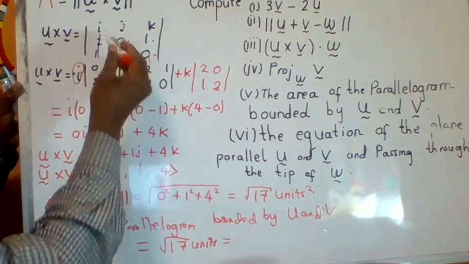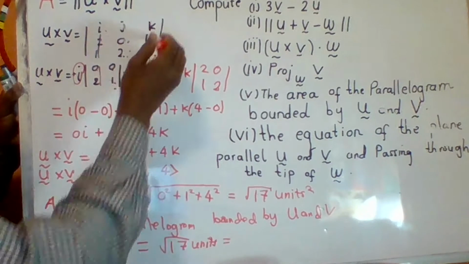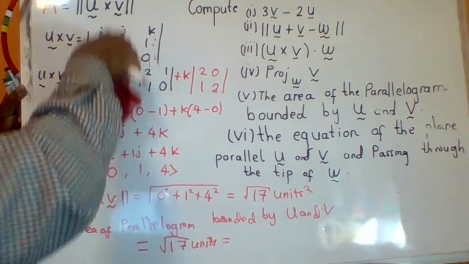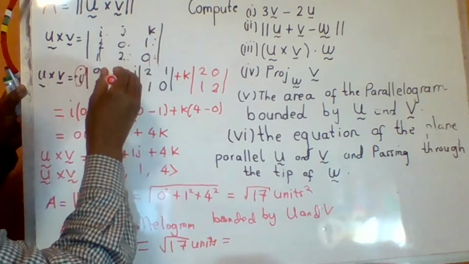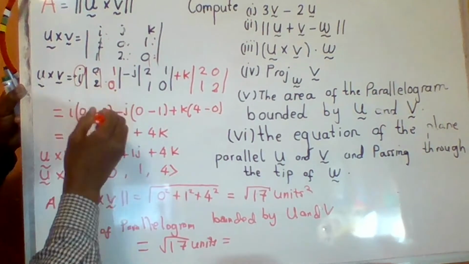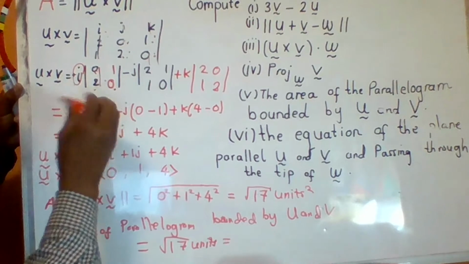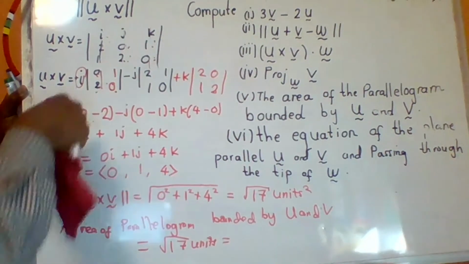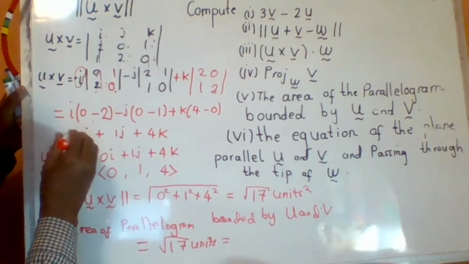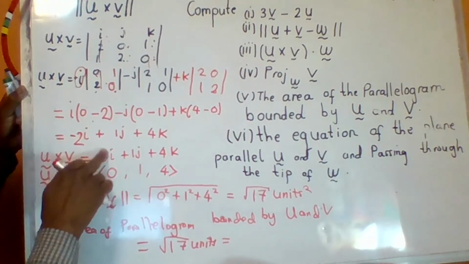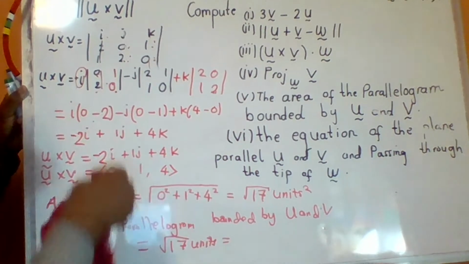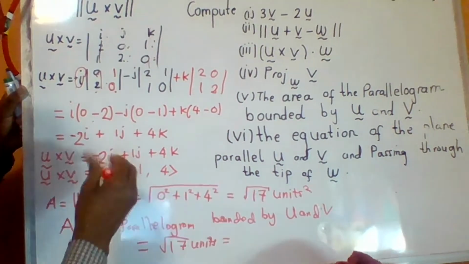I think I made a mistake here. Let's see. If we look for I, it must be 0, 2, 1, 0. I said 0, 1, which is wrong. Again, if I look for I, it must be 0, 2 and 1, 0. So it must be 1, 0, not 0, 1. I made a mistake here. So this must be 1, 0.